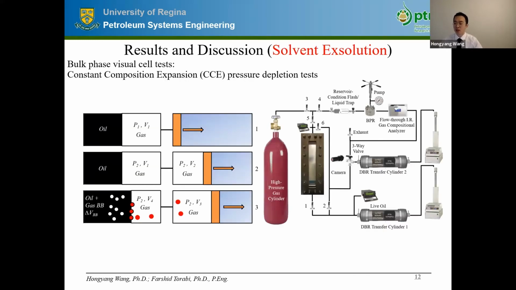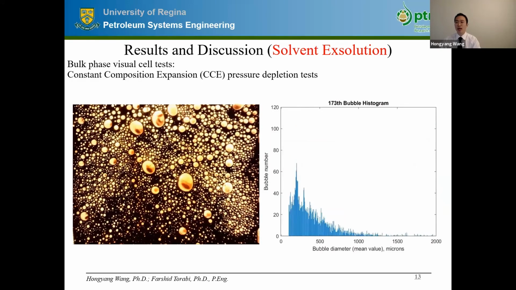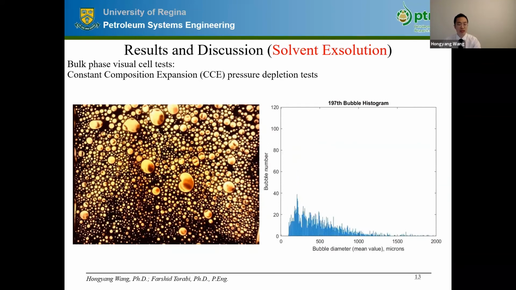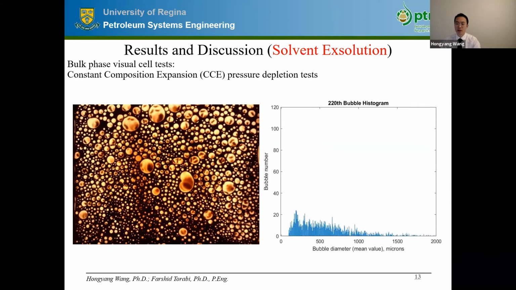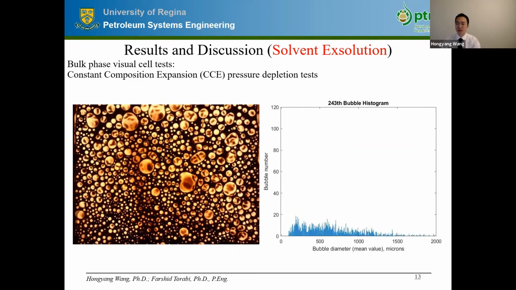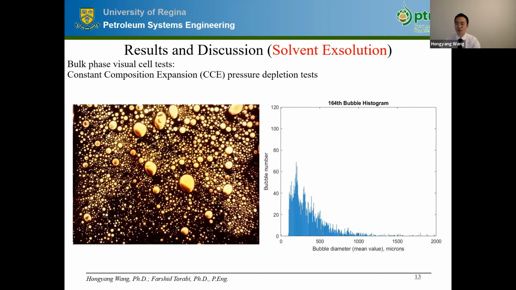First is the solvent exsolution in the bulk phase visual cell tests. CCE tests were conducted in such a setup. And here is a GIF showing dynamic bubble kinetics, and we can have a look for several seconds to see the histogram as well as the corresponding picture that we achieved in our bulk phase visual cell.